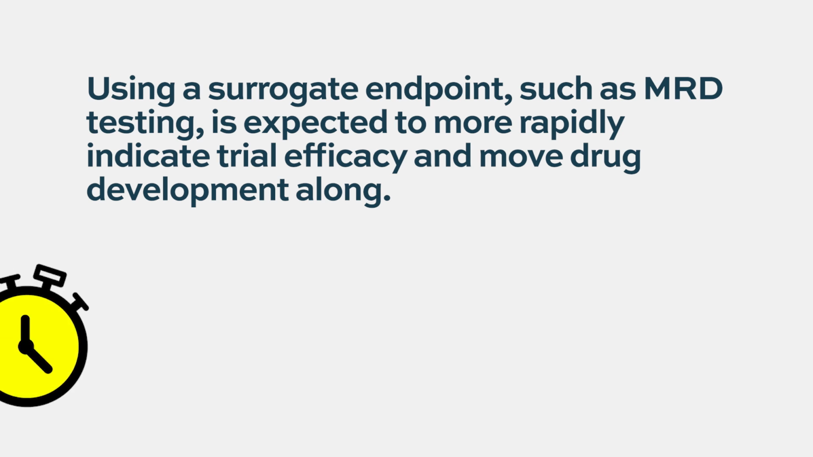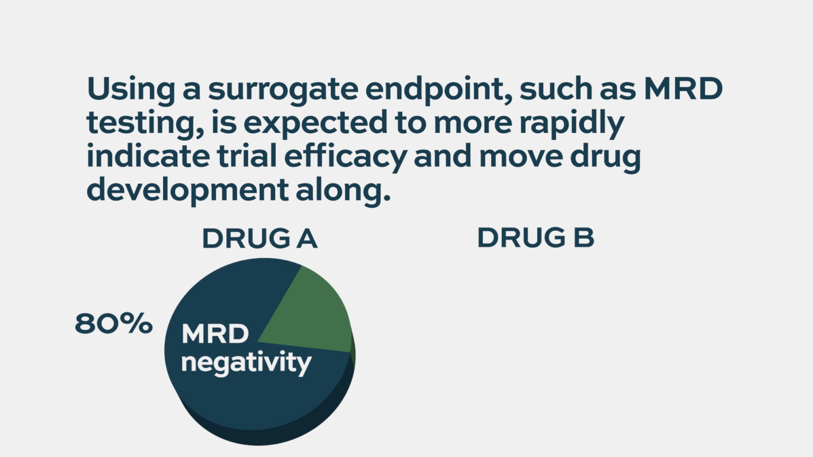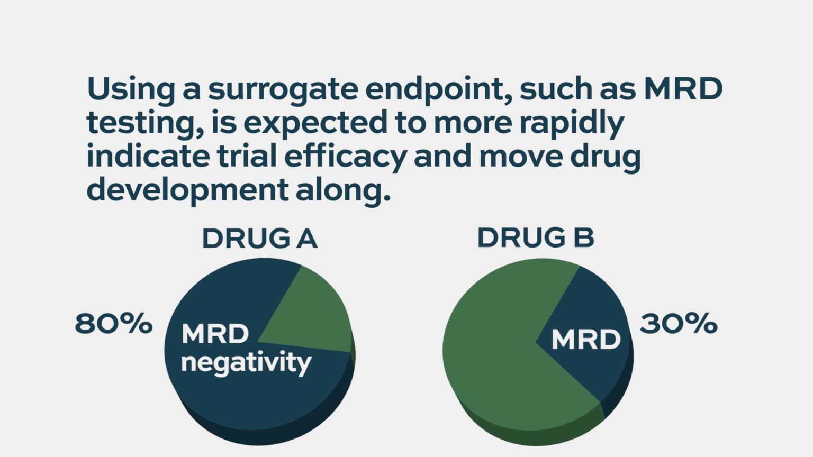You can look at MRD just several months into a trial or a year into a trial. And so if you have a drug, for example, that has 80% MRD negativity and another one that has 30%, you've probably got a better drug. So that's how our trials are using them right now.